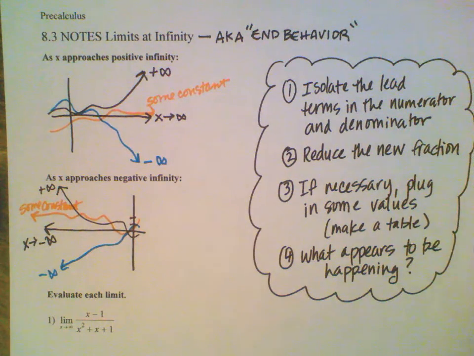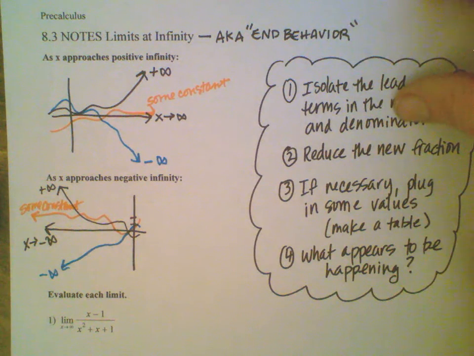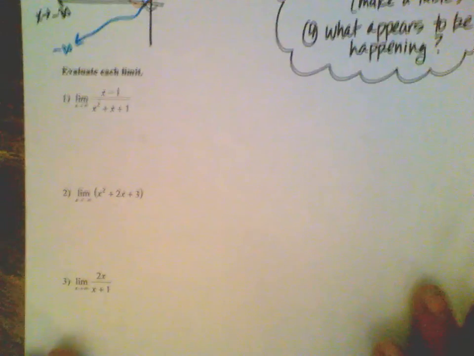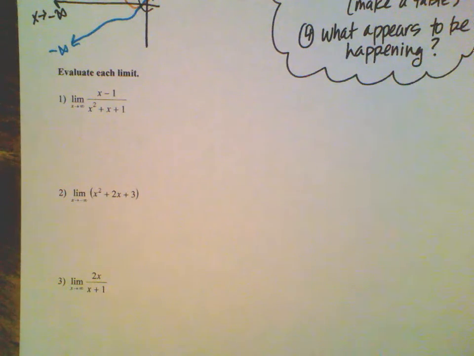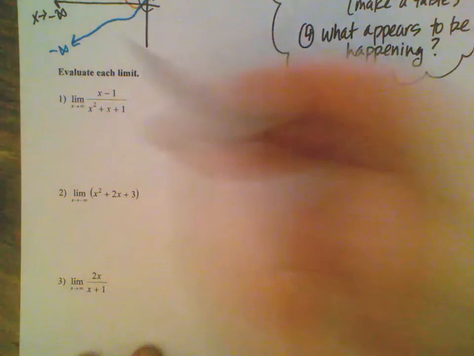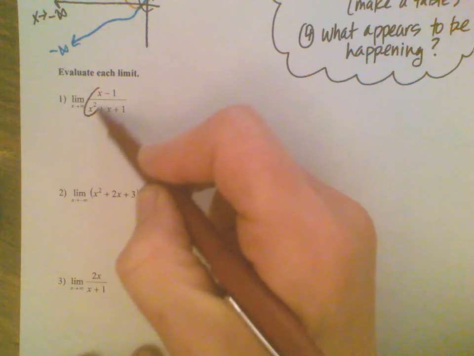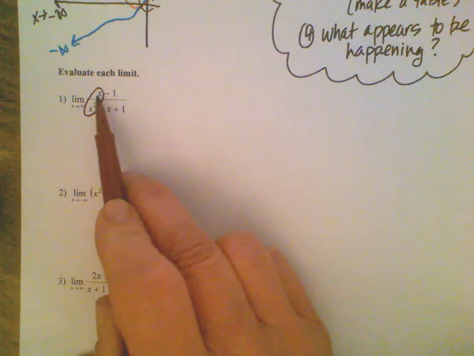So let's just start going through that procedure for the three problems that are on the bottom of this page here. So again, my first step is to isolate the lead terms, the highest power. So in this case, the highest power on top is just x.